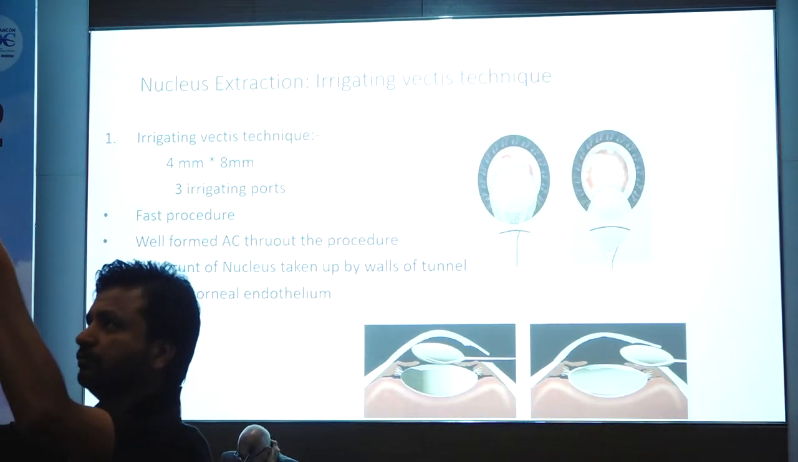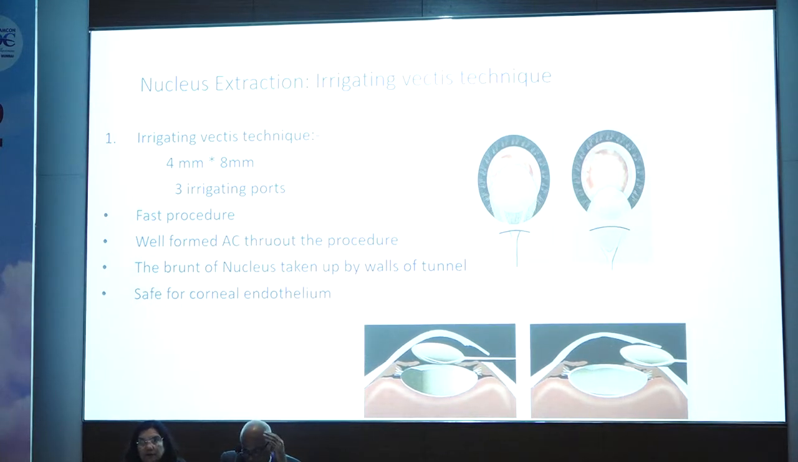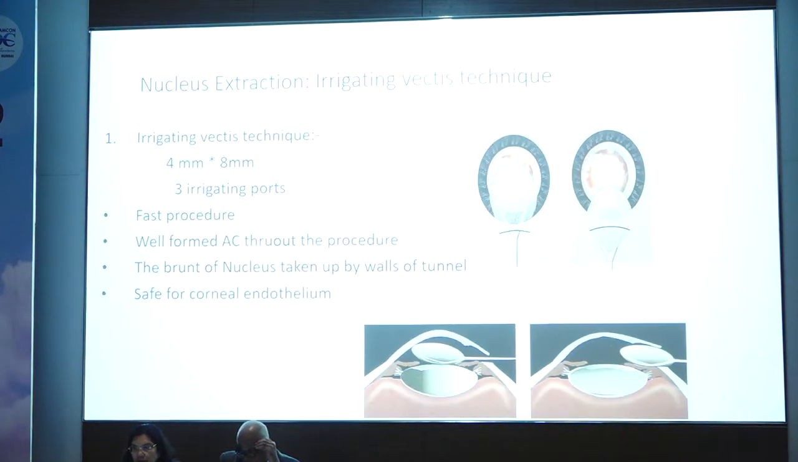This is the one, the irrigating vectis or Visco Expression, in which we have a slightly larger incision and the vectis keeps on giving out water, and when you press on the lip, there is more pressure inside, less pressure outside, and the nucleus glides out. This is the video we just saw. It's a fast procedure. There has to be a well-formed anterior chamber throughout the procedure, and the brunt of the nucleus is borne by the walls of the tunnel, and this is safe for the corneal endothelium.